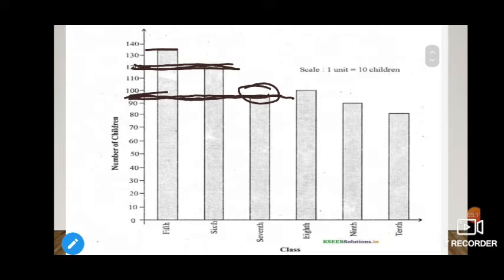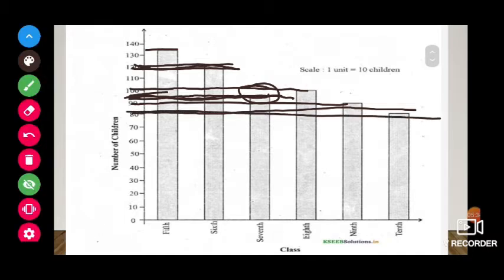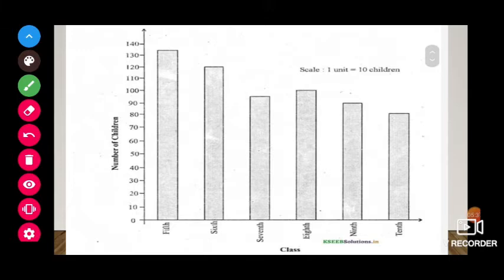And for the 8th class, it's 100. So 100 is very easy. No need to take an average and all. We can directly use it and draw. Next is 9th. 9th is 90. This is also easy. Next, 10th is 80, exactly to the 80 height. Okay. Next, children, after drawing the bars on the graph sheet, here I did not show the bars, but you please better write on each and every bar like this is 135.